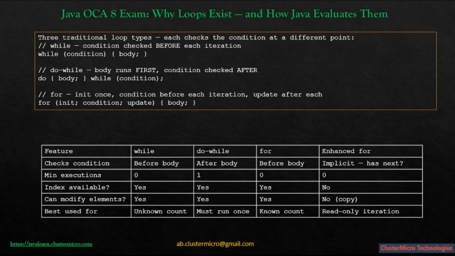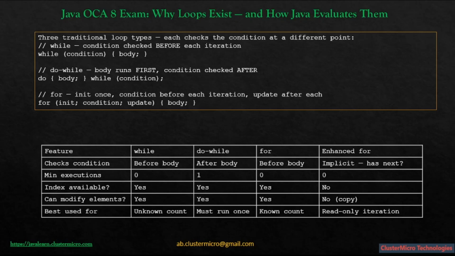The do while loop works totally differently. The body runs first and the condition is checked afterward. Because of this, the loop always executes at least once, even if the condition is false. The for loop also checks the condition before each iteration, similar to a while loop. However, it places the initialization, condition and update together in the loop header. This makes the for loop the most natural choice when you know the exact number of iterations.